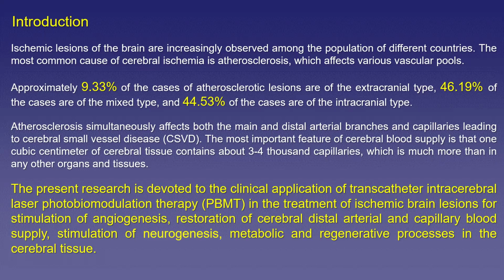The most important feature of cerebral blood supply is that 1 cubic centimeter of cerebral tissue contains about 3,000 to 4,000 capillaries, which is much more than in any other organs and tissues. The present research is devoted to the PBMT in the treatment of ischemic brain lesions for stimulation of angiogenesis, restoration of cerebral, distal, arterial, and capillary blood supply, stimulation of neurogenesis, metabolic and regenerative processes in the cerebral tissue. Next slide.